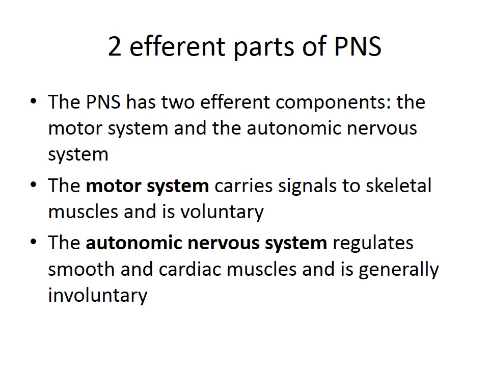There are actually two efferent parts of the peripheral nervous system, the motor system and the autonomic nervous system. The motor system carries signals to the skeletal muscles, and it's voluntary. And then there's an autonomic nervous system, which is part of the PNS. It regulates the smooth and cardiac muscles, and it's generally involuntary, and you have no control over that.